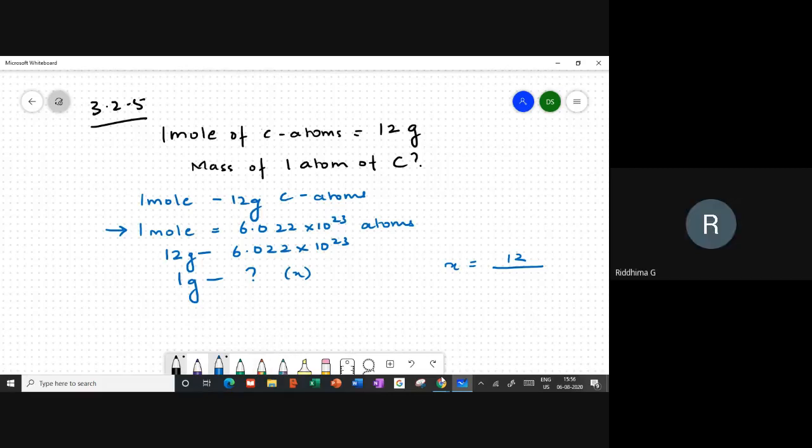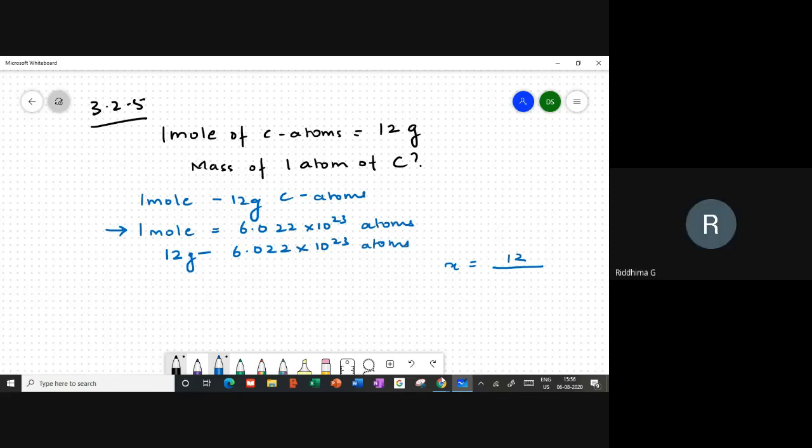Miss, I just had a general doubt that in some textbooks it is given 6.023 into 10 to the power of 23, and in some it is given 6.022. So which is the correct one? Both are correct. You can use anything.